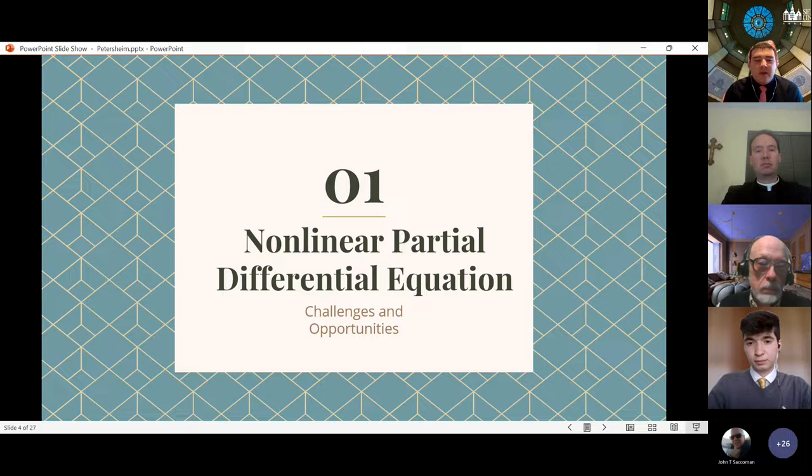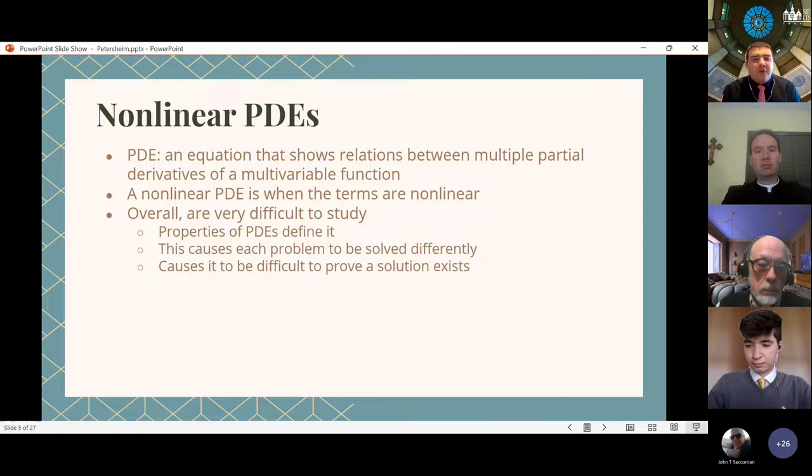So before we get into what a nonlinear PDE is, what is a partial differential equation? A partial differential equation is an equation that shows relationships between multiple partial derivatives of a multivariable function. And then a nonlinear PDE is when terms involved in the equation are nonlinear.